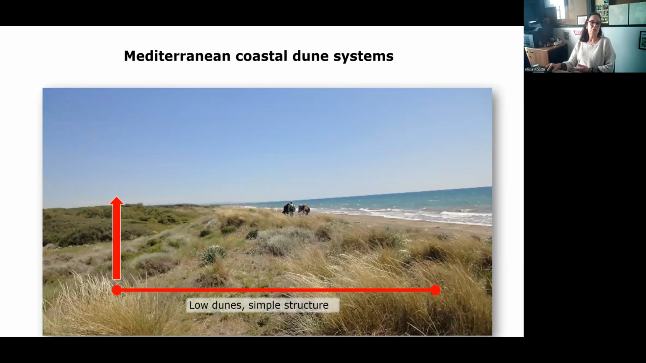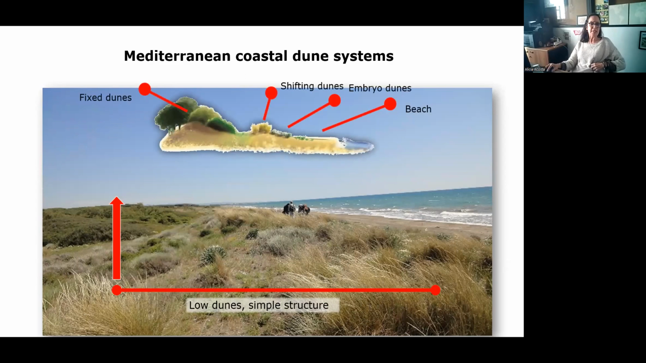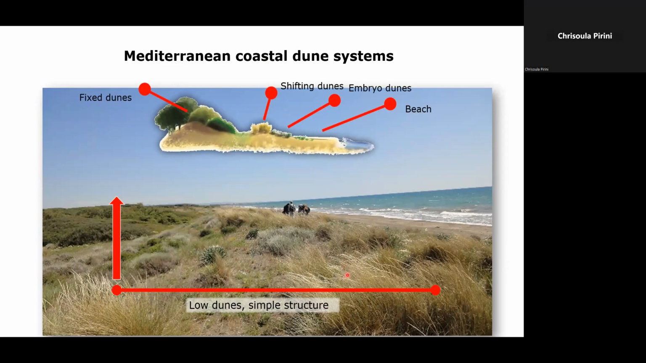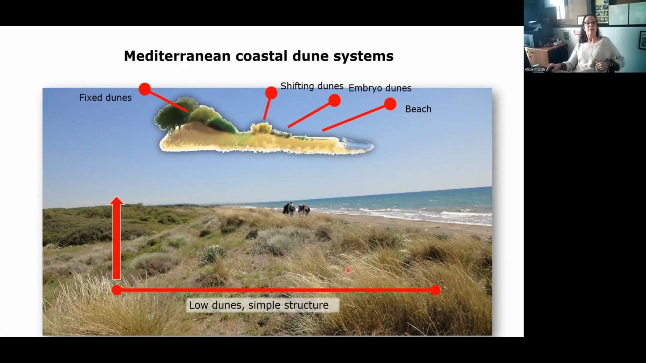In the Mediterranean, dunes are often much more modest. They generally occupy a narrow strip along the seashore, and they are usually not very high, with a very simple structure. Sandy beaches begin at the seashore, followed by small embryo dunes. Then one or more shifting dunes ridges, and finally fixed dunes in the more inland part.